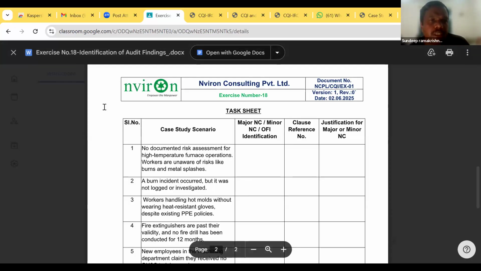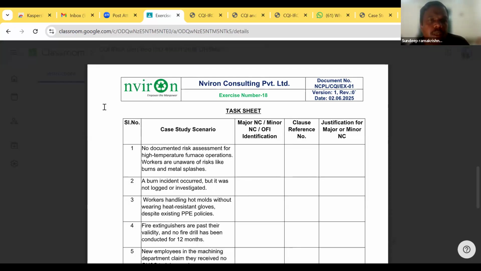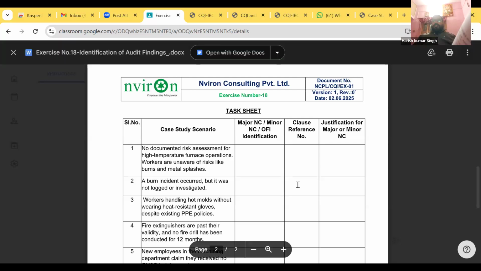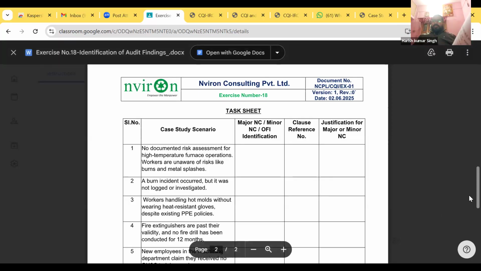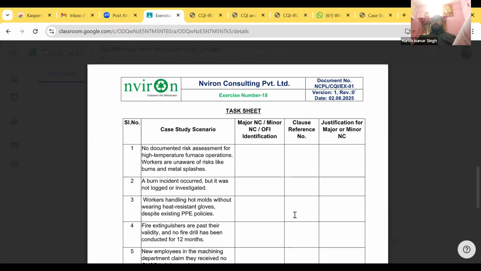Yes, Harish Kumar Singh. Sir, I believe this is major NC because these incidents are recorded and investigated in order to apply the corrective actions, elimination of the causes and to prevent reoccurrence. If it is not recorded, it cannot be used again for this, and it can happen again. Very good. Yes, exactly. That is the right approach.